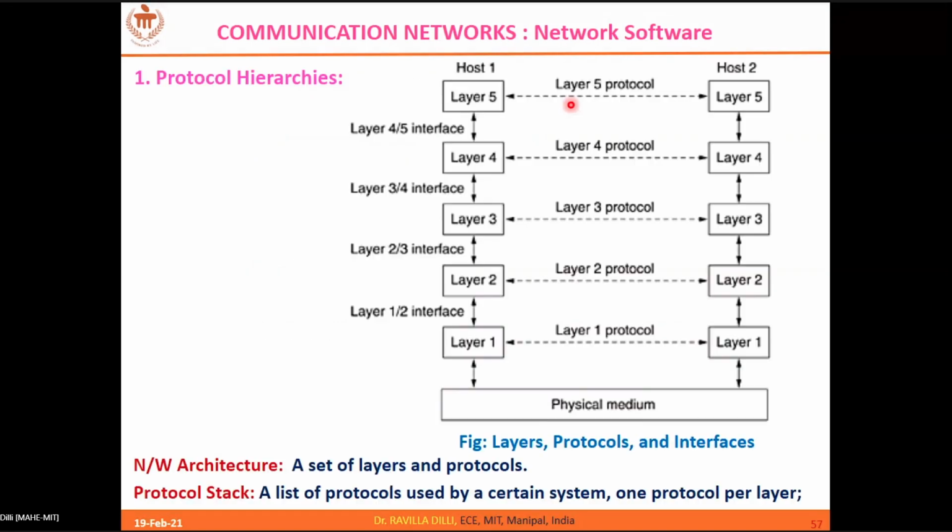The first one is protocol hierarchy. The entire communication network software design is represented in terms of layers. The whole design will be divided into layers, and each layer performs certain functions, and that information will be conveyed to its immediate higher layer through an interface. You can see here there is an arrow mark that indicates an interface. An interface is like some sort of link between two successive layers.